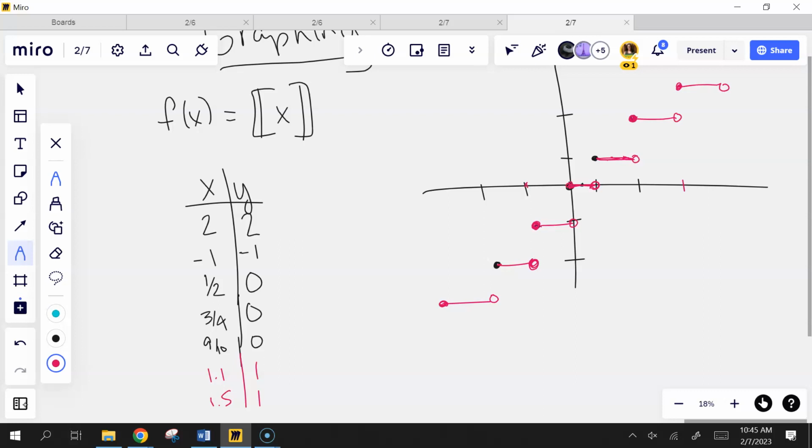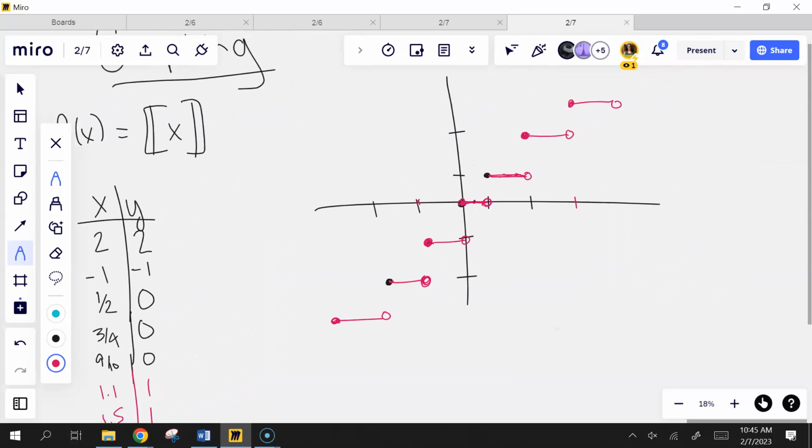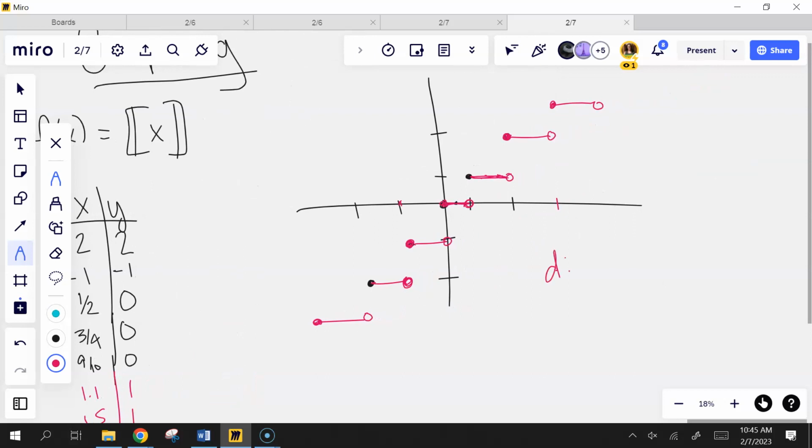What is the domain on this function? Negative infinity to infinity. I can plug anything in that I want to for x. I can plug any decimal, any fraction, any of that in for x. It's the y that's restricted. How is y restricted?